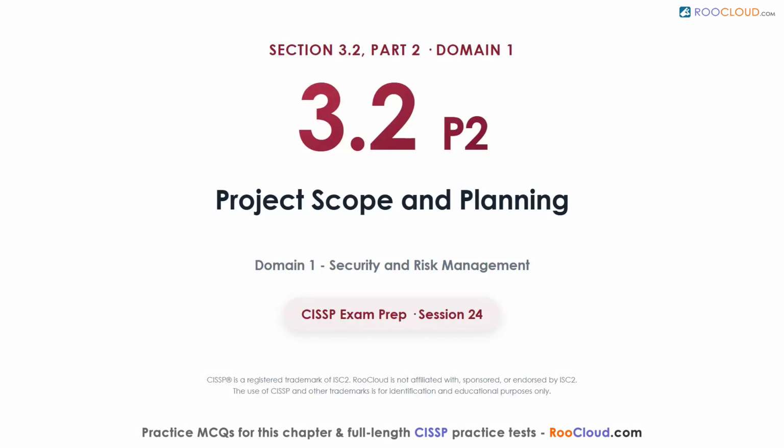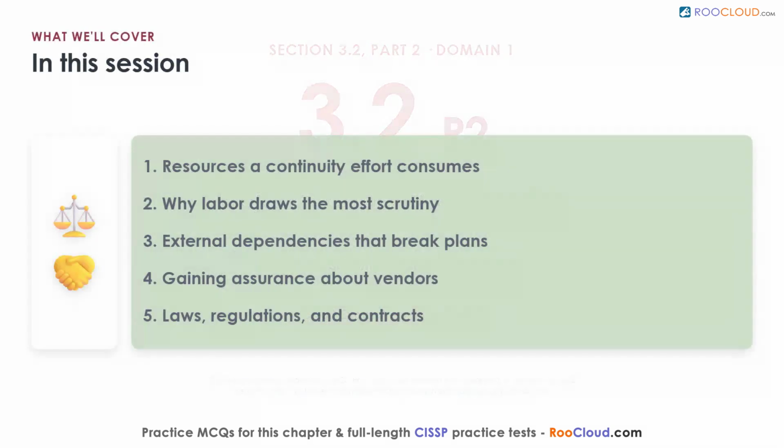Welcome to Section 3.2, Part 2. This is the 24th session of the CISSP Exam Prep series. This part picks up the scope and planning phase where the last one left off. In this session, we'll cover the resources and outside forces that shape a continuity effort.